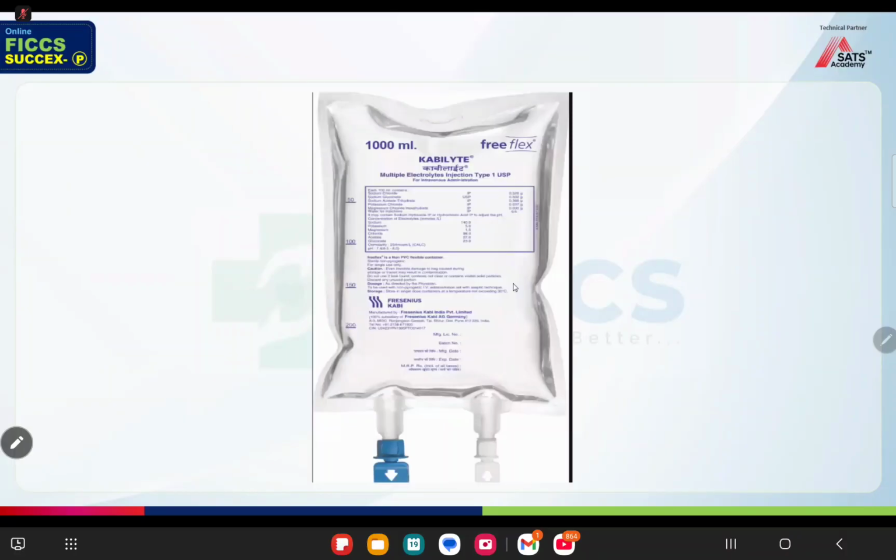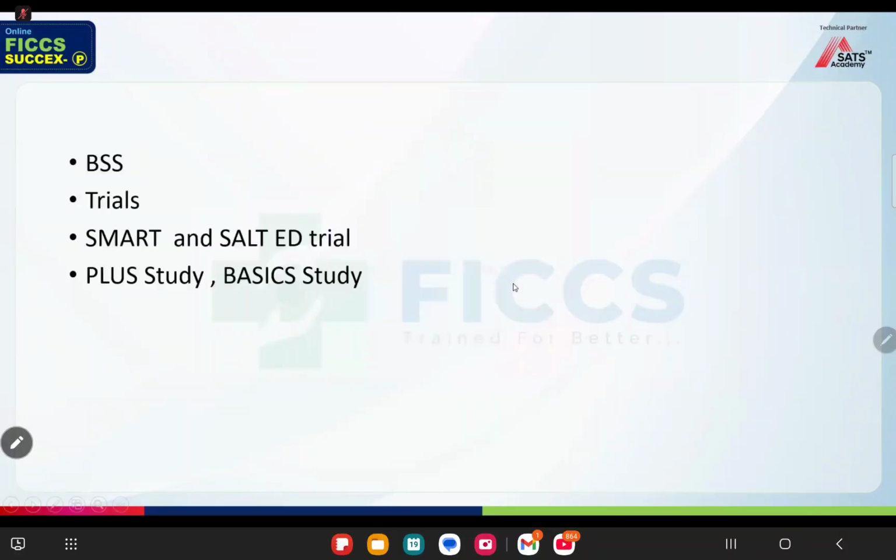So this is Plasma-Lyte. This falls under balanced salt solution. Trials related to that are the SMART, SALT-ED plus, and BaSICS studies. So again, all trials on fluids, RCTs I'm talking about, all RCTs on fluid, including balanced salt solution versus normal saline and crystalloid versus colloid. You should remember it.